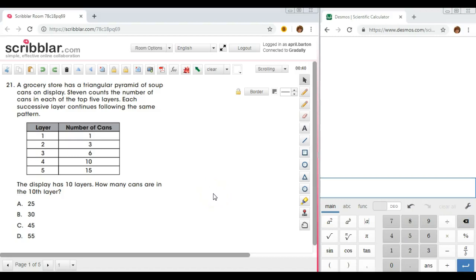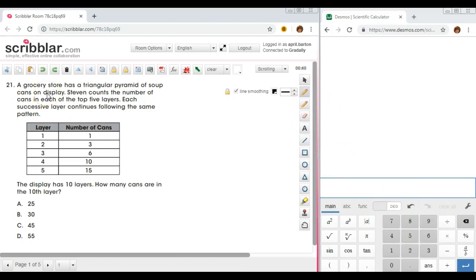This video will go through problems 21 through 25 of the 2009 released math OGT. You'll notice I also have the Desmos Scientific Calculator open. This is the calculator that you end up bringing up on the online version of the test. So any problems that we need to use a calculator on, we'll practice with this.